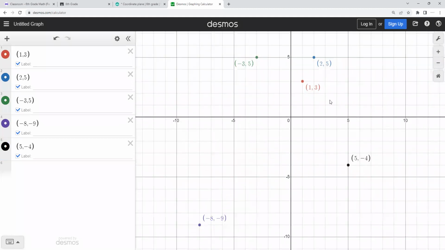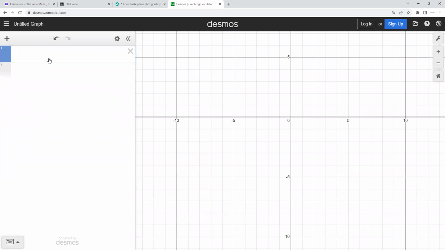I can plot all sorts of things. I can make a triangle if I wanted to, or a square. And once you get more into algebra, you're going to learn to start graphing equations. And you can see the distance from point to point will always be the same, which is called the slope. And that's pretty much a little bit about the coordinate plane.